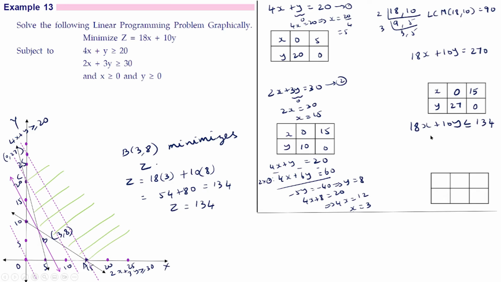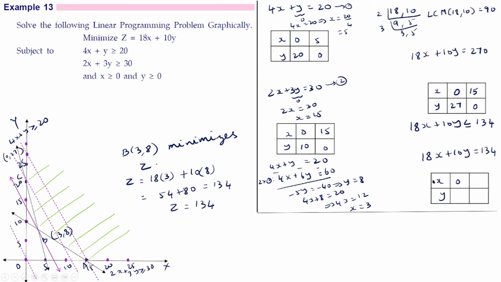If this half plane corresponding to 18x plus 10y less than or equal to 134 crosses the feasible region, then the given linear programming problem has no solution. On the other hand, if this region passes through a single point B, then that particular point optimizes z, or it minimizes z. So to find this region, let us draw the line corresponding to 18x plus 10y equal to 134.